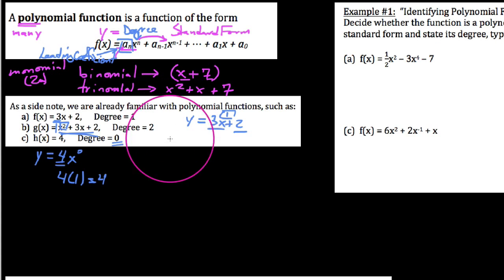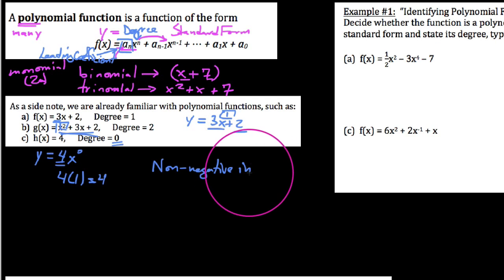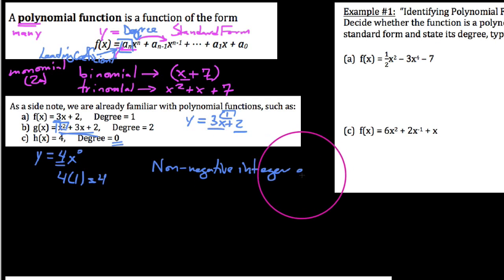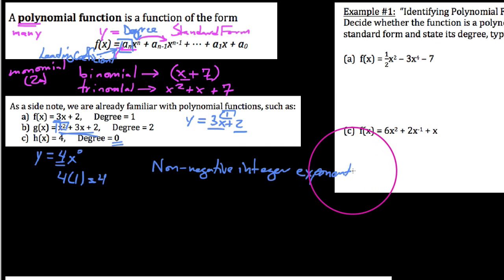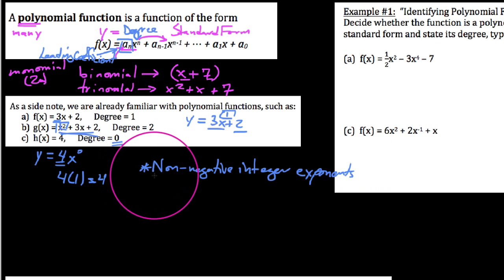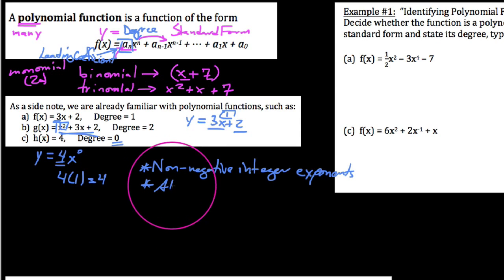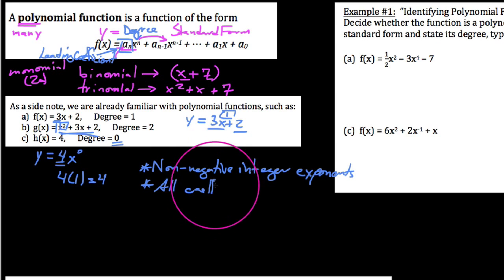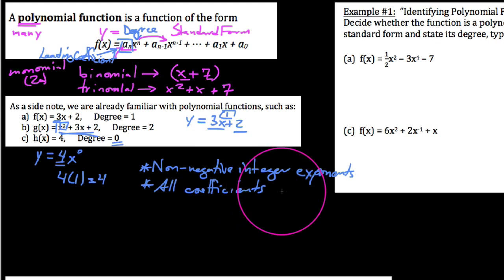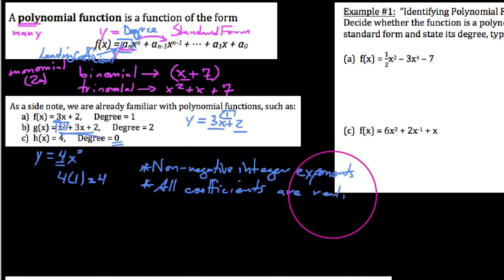Now, all of this being said, there are a couple of different stipulations I want to put on polynomial functions, and these two things have to be true also. You have to have non-negative integer exponents. This stipulation is basically putting forth that your exponents can't be negative and they can't have decimals, okay? And then the other thing is this: all coefficients, we mean those a values up top here, are real and not imaginary.